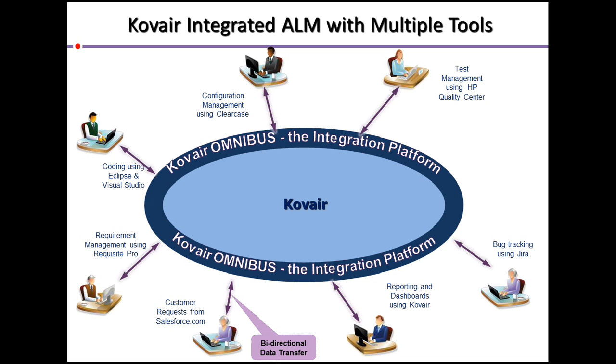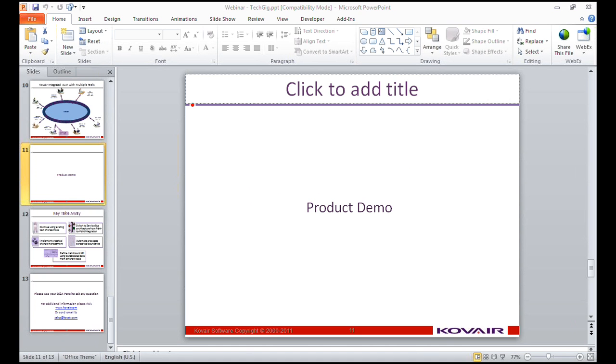So this is our scenario for today's demonstration, which Atanu will show you in a minute. We'll start with a customer request from Salesforce. We'll do the requirements management using IBM Rational Requisite Pro. We'll do the coding using both Visual Studio and Eclipse. Configuration management will be done by ClearCase, test management using HP Quality Center, bug tracking by Atlassian Jira, and all the project management, reporting, and dashboarding will be done by Kovair. And all of this data transfer, as you will see when Atanu demonstrates, is bidirectional. All right, so let me transfer it to him.